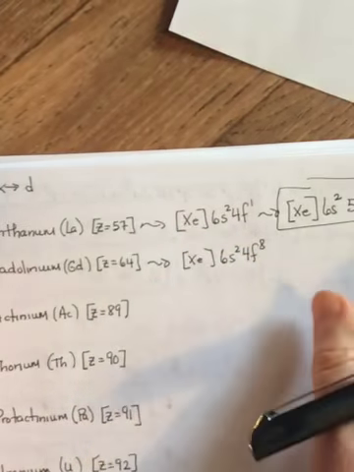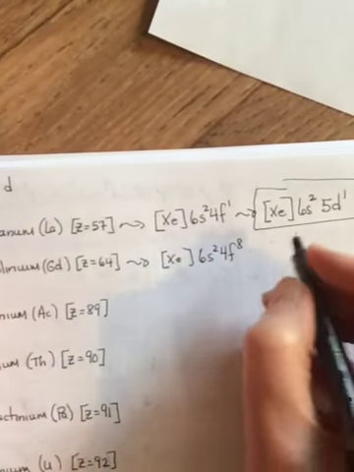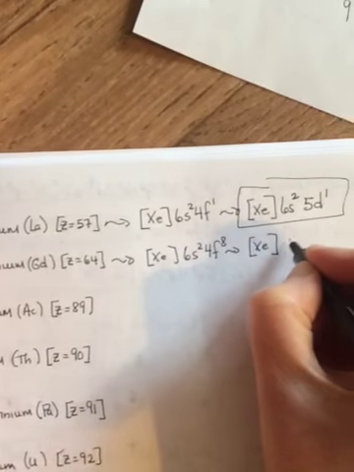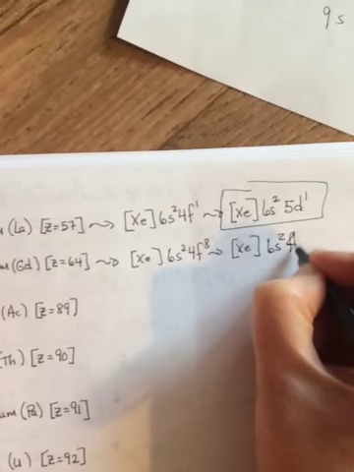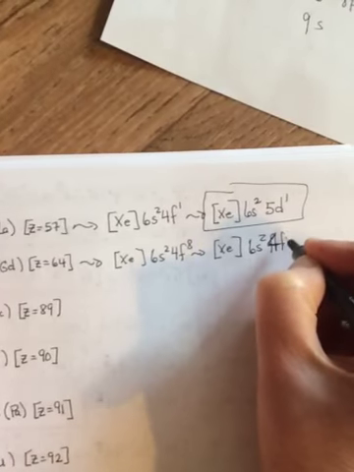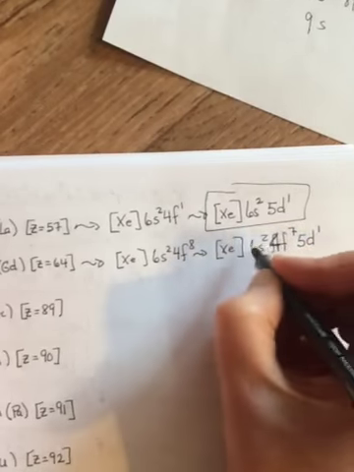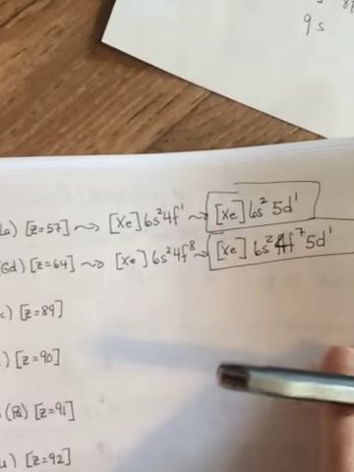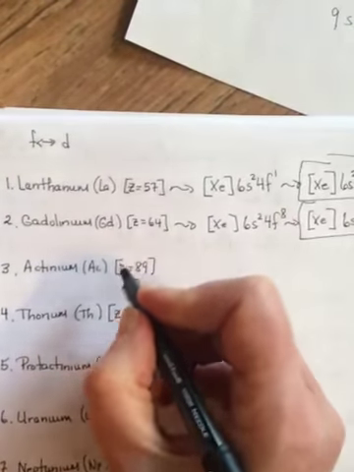4f8. Now remember, f can hold up to 14, so 8 is one over half. And so again, d, out of the kindness of his heart, steps up and says, let me take that one off your hands so that you can be half full. So it goes to 4f7, 5d1, because the 4f7 would be half full and therefore more stable than having one over.